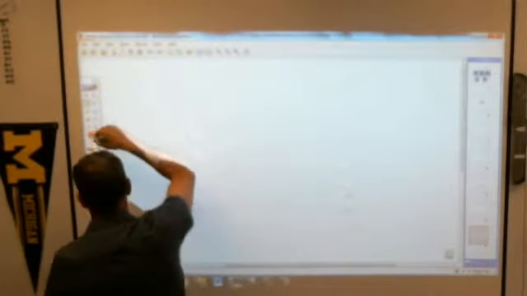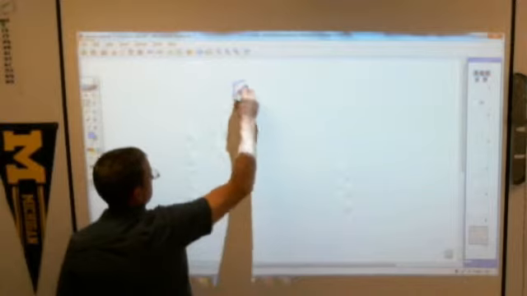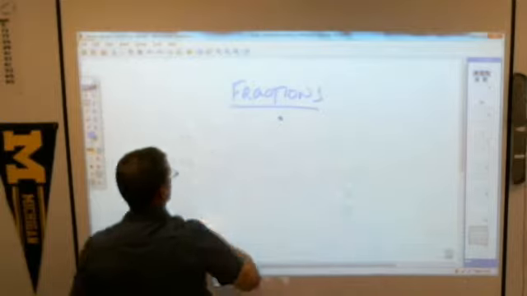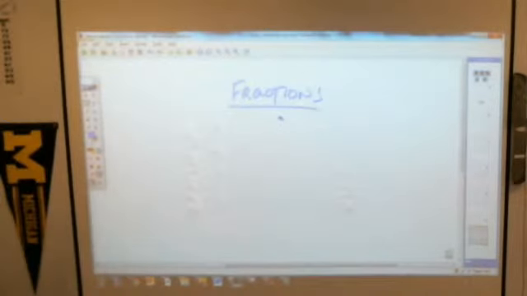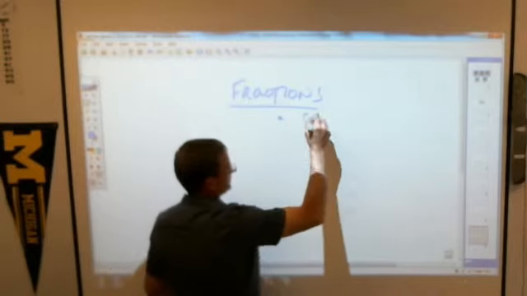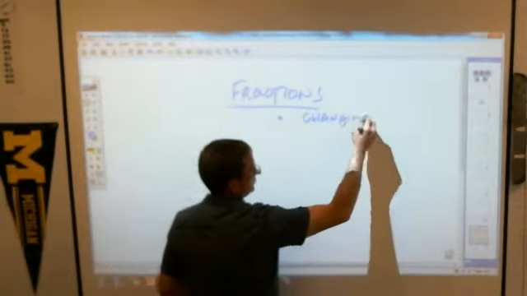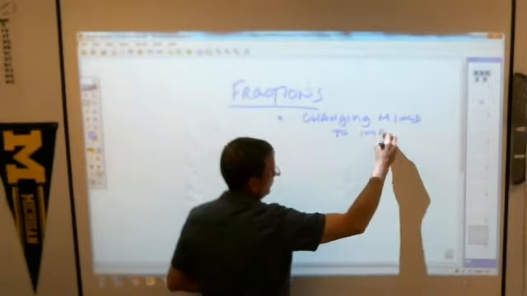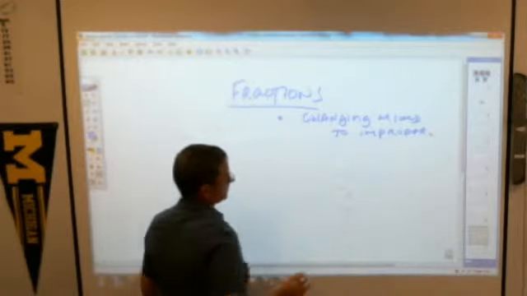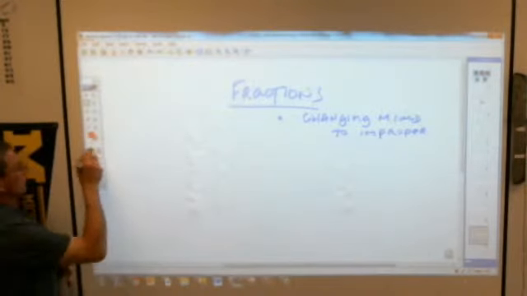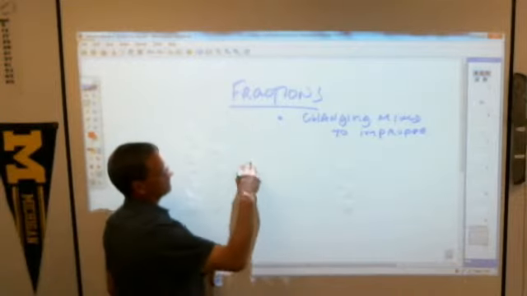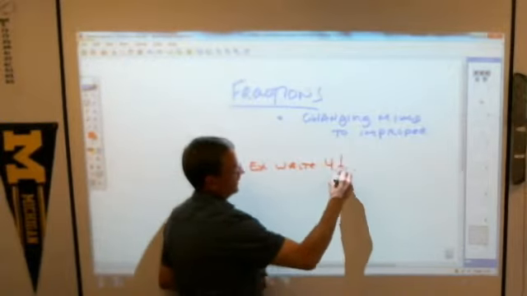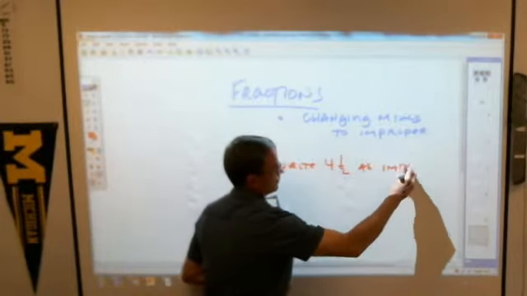This will be kind of a review, kind of simpler, it's not so bad. Under fractions, a little subheading is changing mixed numbers to improper. I suppose we'll start with writing an example. Write 4 1/2 as improper.